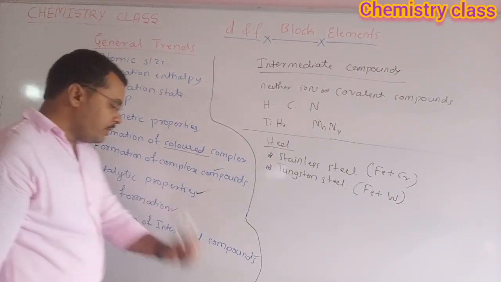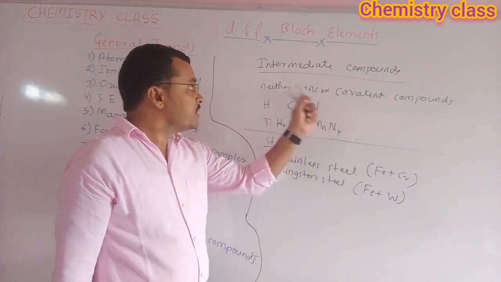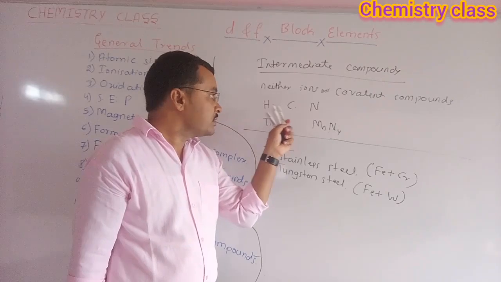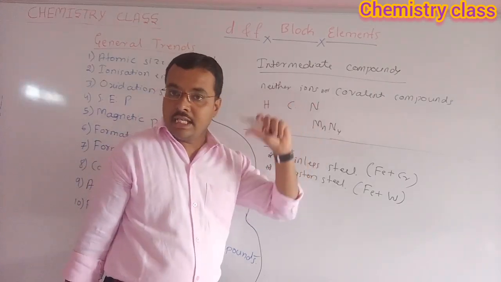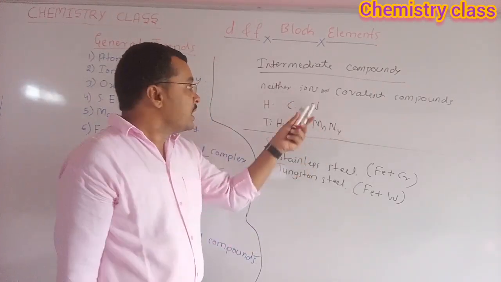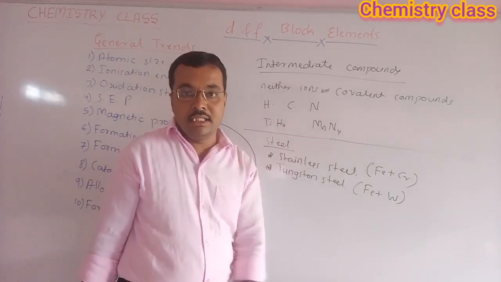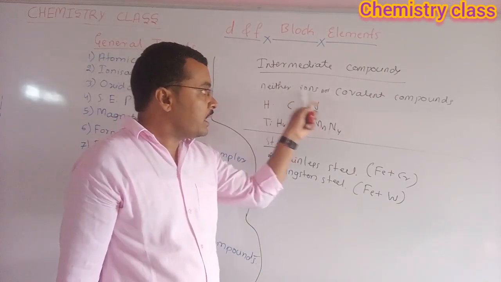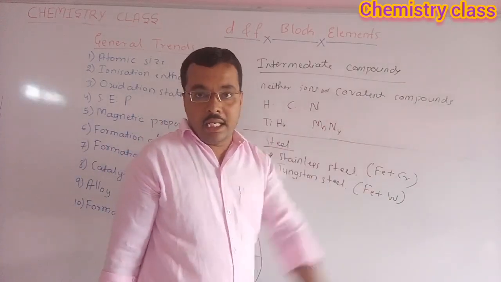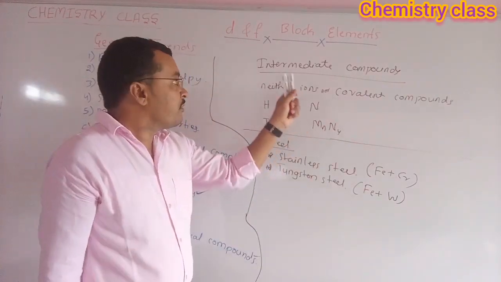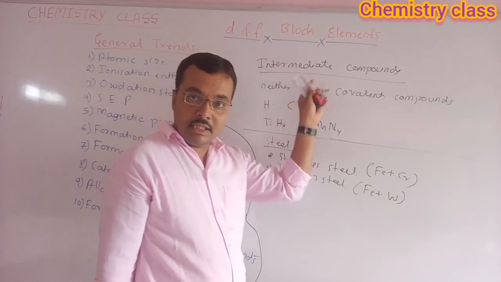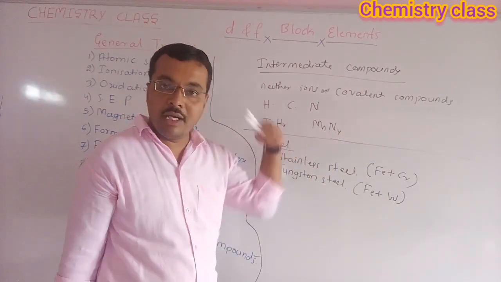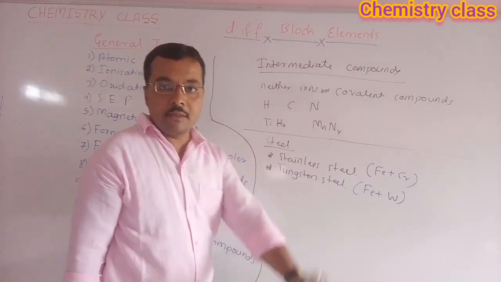Another one is the formation of interstitial compounds. It means by adding impurities like hydrogen, carbon, nitrogen atoms, they can form interstitial compounds. Interstitial compounds are intermediate compounds. They are neither ionic nor covalent compounds. Hence this type of compound is called an interstitial or intermediate compound. By adding this type of element, they can be converted into interstitial compounds.